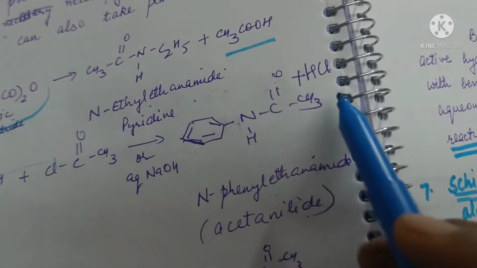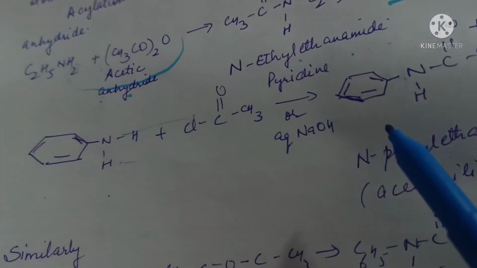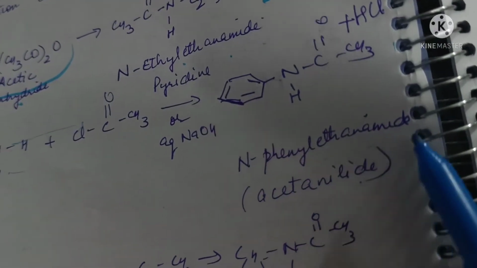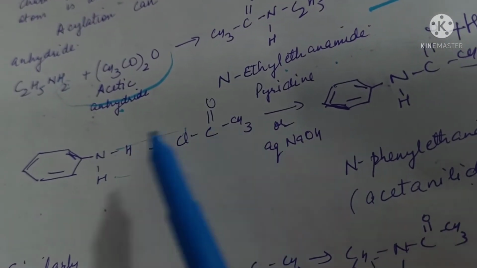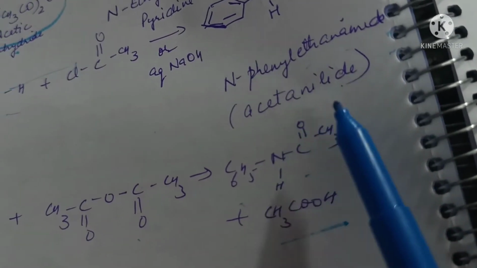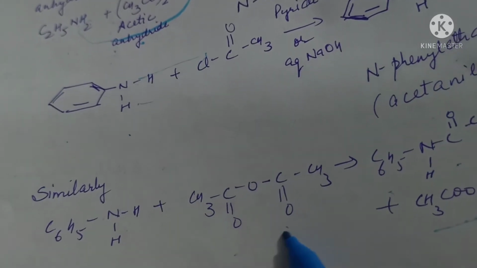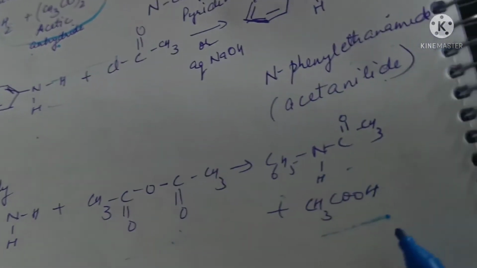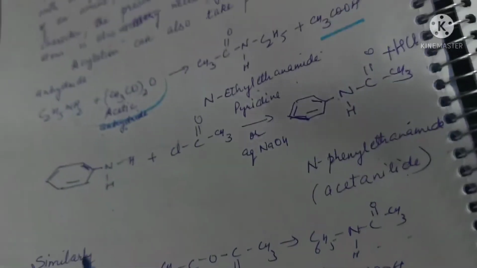Similarly, with aniline, HCl will be formed in presence of pyridine and COCH3 gets attached here to form N-phenyl ethanamide. With the aniline, N-phenyl ethanamide is formed. HCl combines, this gets attached to form N-phenyl ethanamide or acetanilide. The reaction can also occur with acid anhydride. N-phenyl ethanamide is formed and acetic acid is formed.